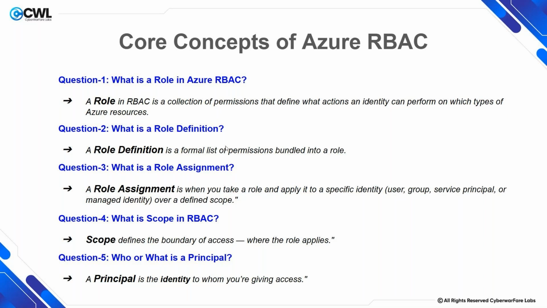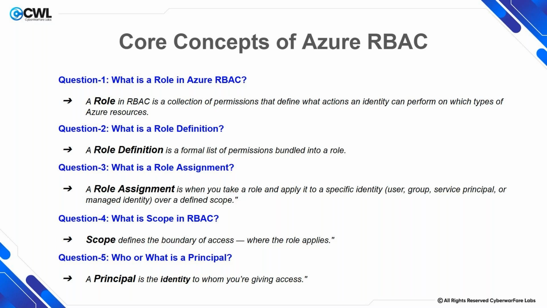Fifth question which we have is who or what is a principal. Okay, so a principal is the identity to whom you are giving access. Here we have four types of identities. First of all, we have user, which is a person. It can be a person in your organization, in your company, and so on. Then we have group. Let's say the employees that you have, developers, DevSecOps engineers. You create a group of developers, and collectively they are called a developers group, right?